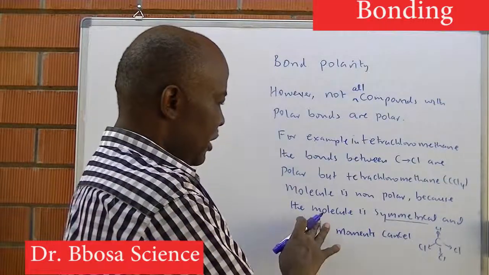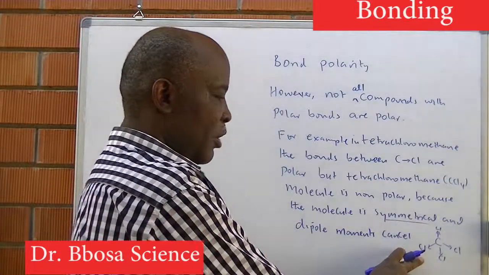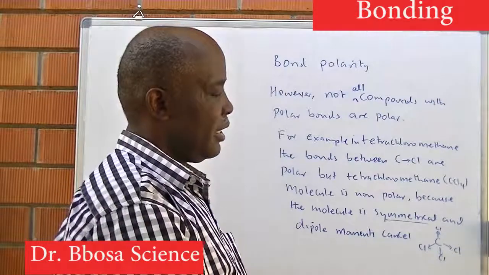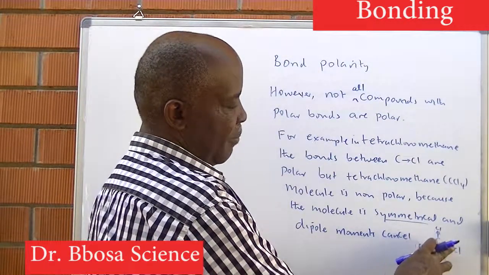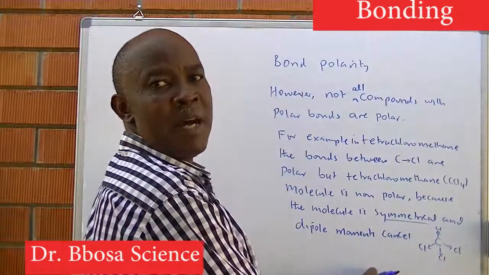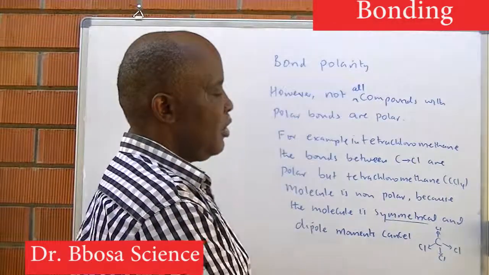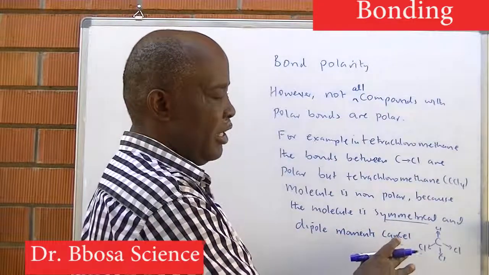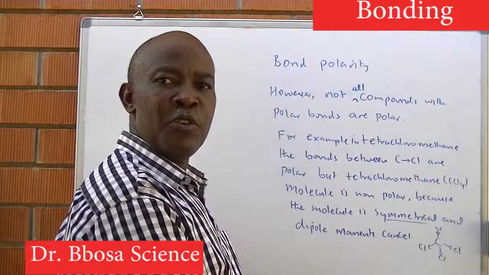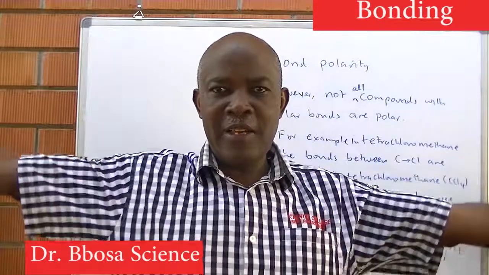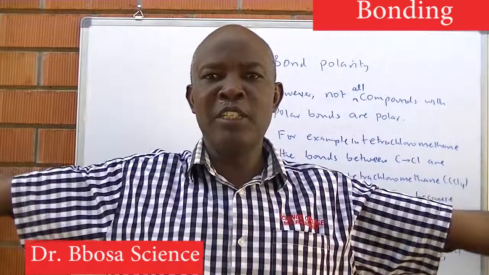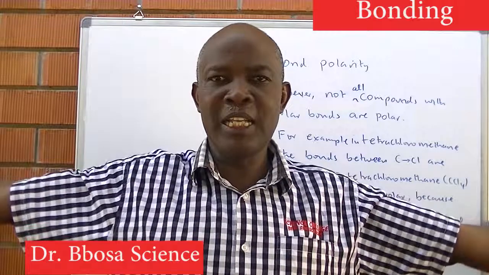This is because the molecule is symmetrical and the dipole moments cancel. In tetrachloromethane, the bonds are polar, but they are symmetrical. So the dipole moments, when added, will give you zero net effect. It is like pulling a person with equal forces on opposite sides.